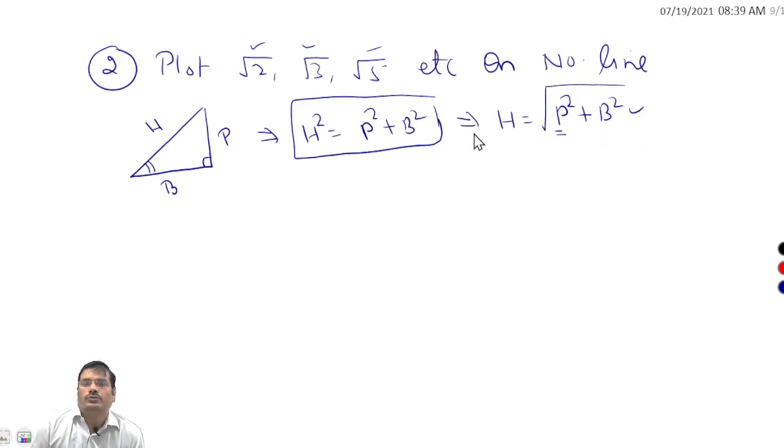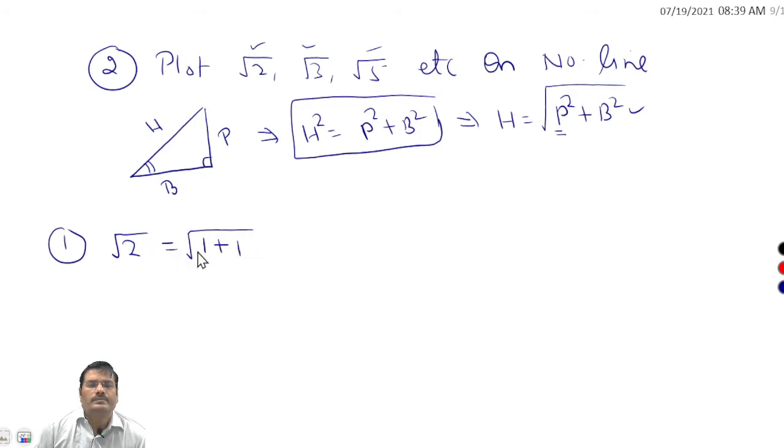So using that we can plot the numbers under root 2, under root 3, under root 5, any number. Now see how we plot this number. Suppose to plot under root 2, think about this one. This under root 2 can be written as 1 plus 1, and 1 can be written as 1 square, 1 square. It means if we take a right triangle whose base is 1 and perpendicular is 1, obviously we get under root 2.